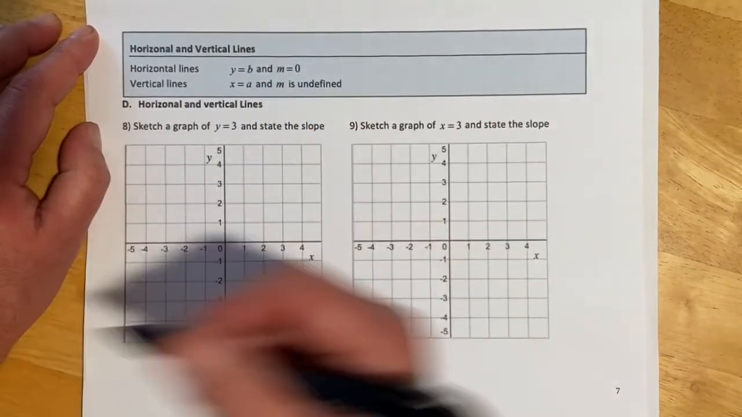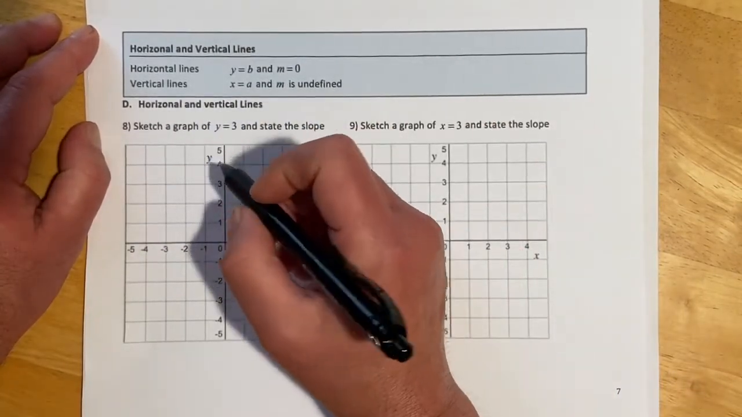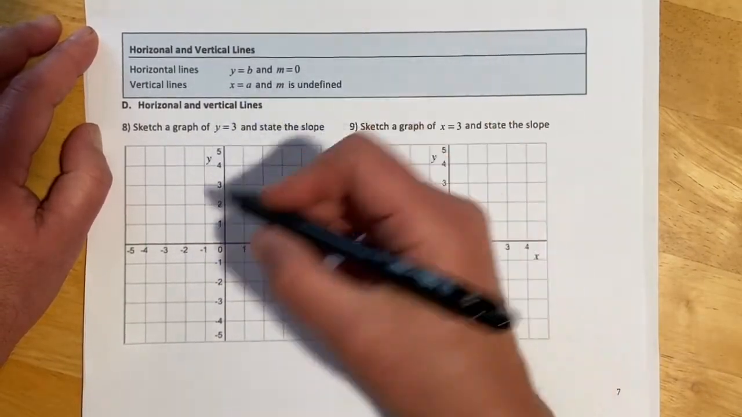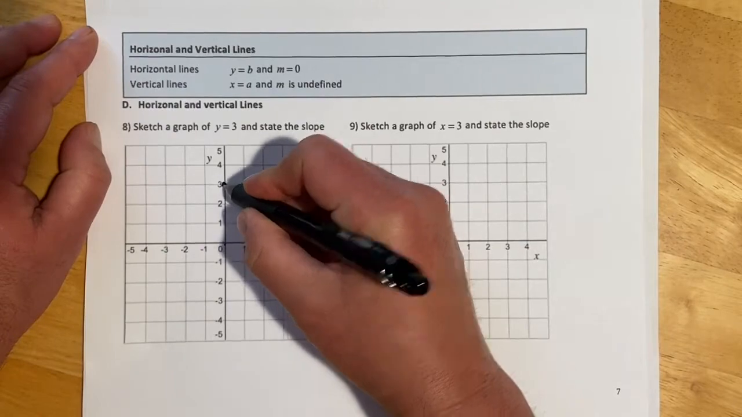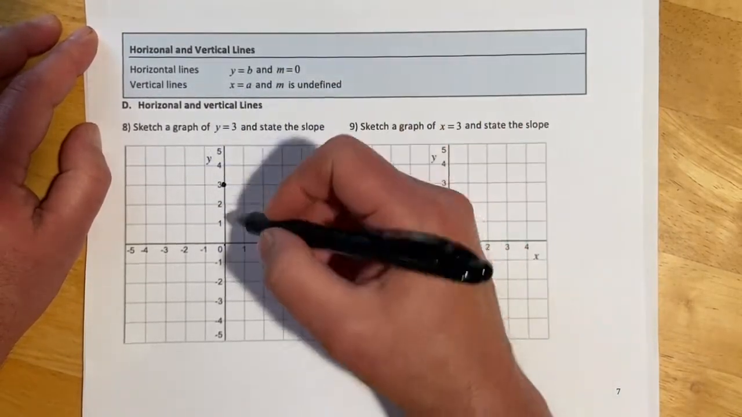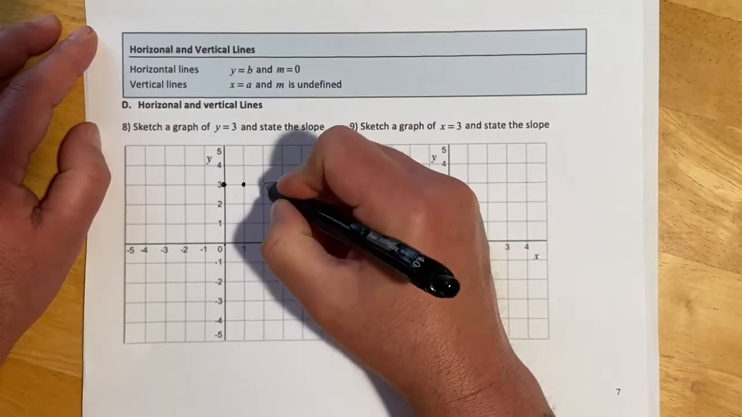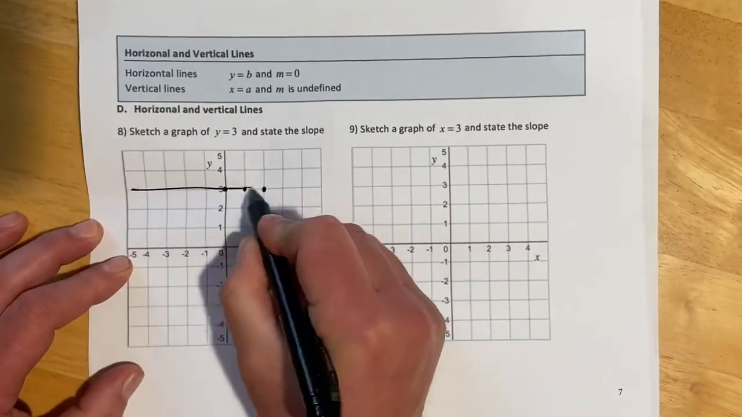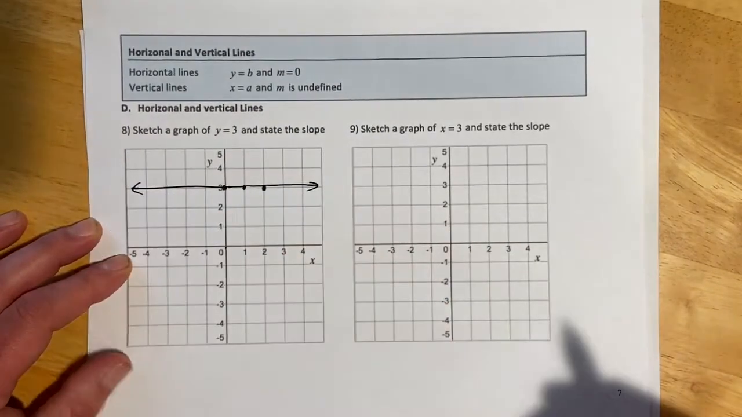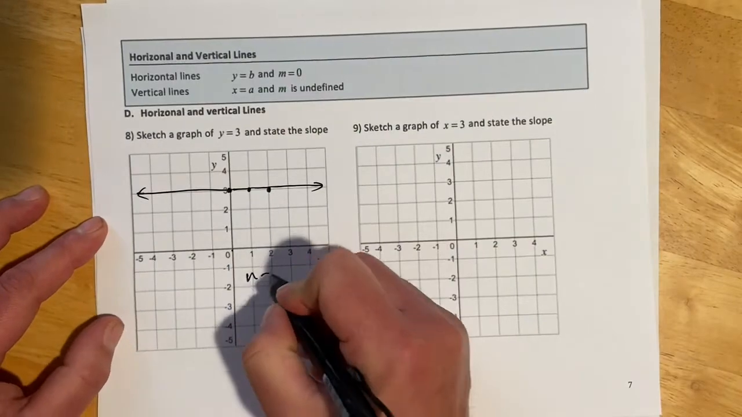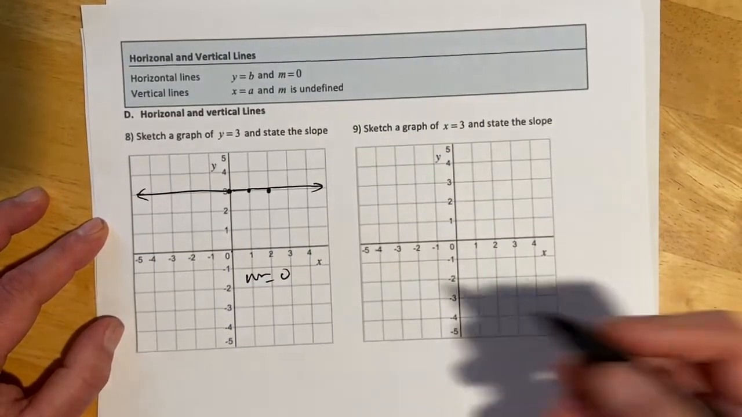Y equals 3 is going to run horizontally, and this one I'm supposed to sketch a graph and state the slope. So y equals 3. When x is 0, y equals 3. When x is 1, there's no x in the problem because it doesn't matter. Y is still 3. When x is 2, y is still 3. So for a constant value of y, what we do get is this horizontal line. And then m is 0 for all horizontal lines.